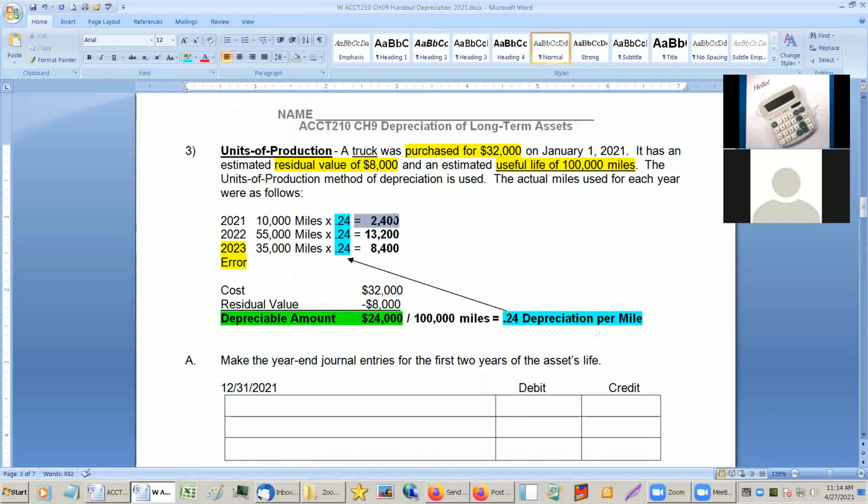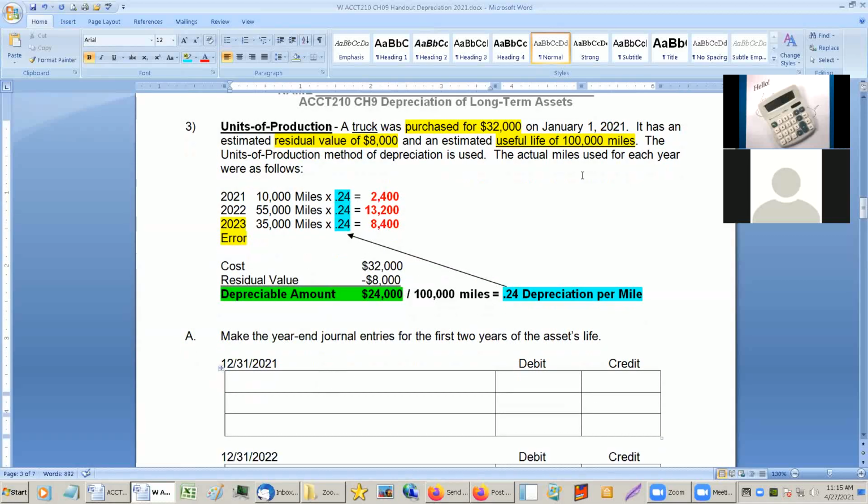Okay, so these will be the depreciation expense each year. It's 2,400 in the first year, 13,200 in the second year, 84 in the third, and you'll notice that at that point we've reached 100,000 miles, I think. All right, so the journal entry will be the same as you did before.